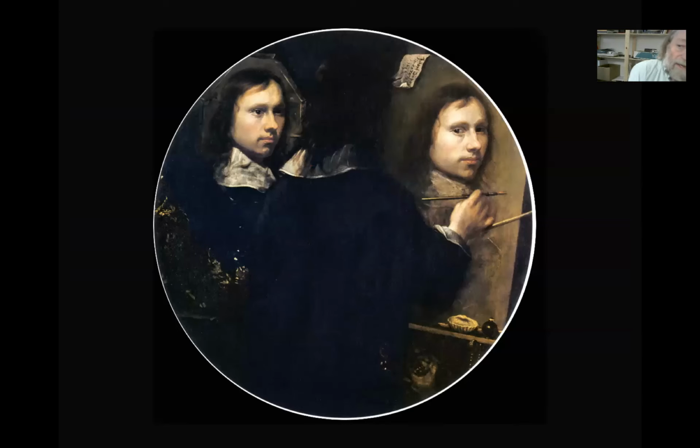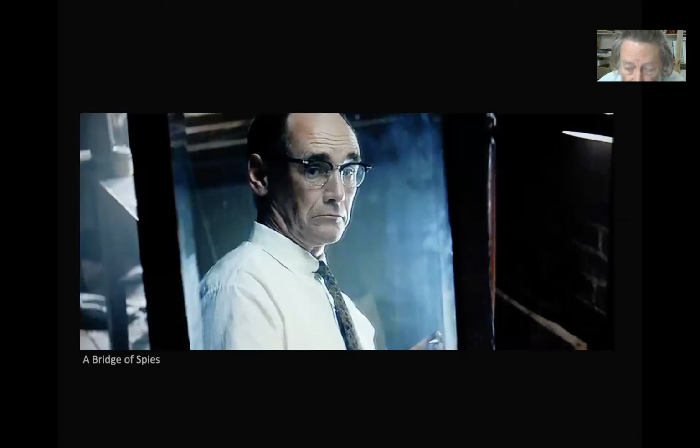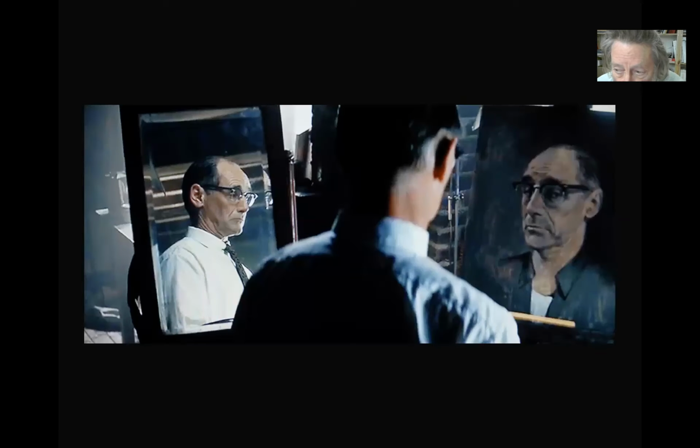When a painter does a self-portrait in a mirror, the self-portrait they do is a mirror image. They don't reverse it. They're painting exactly what they see in the mirror, so their picture is always backwards. This is Norman Rockwell doing exactly the same thing, looking in a mirror, and the picture he's doing is not a reversed picture, but the reversed mirror image. Now, in the movie Bridge of Spies, we see a man looking in a mirror, and as the camera pulls back, he's doing a self-portrait from a mirror.